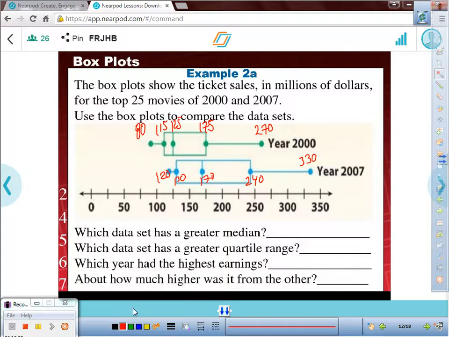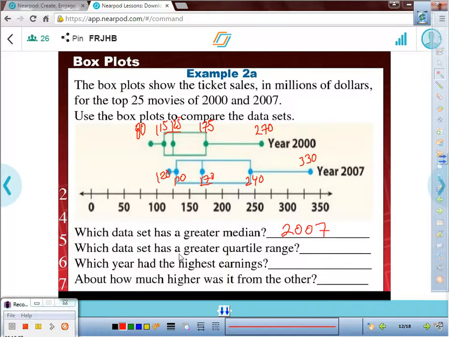All right, here we go. Look up, please. Now that we labeled everything, that's one thing that I'm going to ask you to do on this next one. Once you label everything, start answering the questions. Step 1, which data set has greater median? So let's see. What's the median on this one? 125. What's the median on this one? So the one that has the greatest one is 2007.